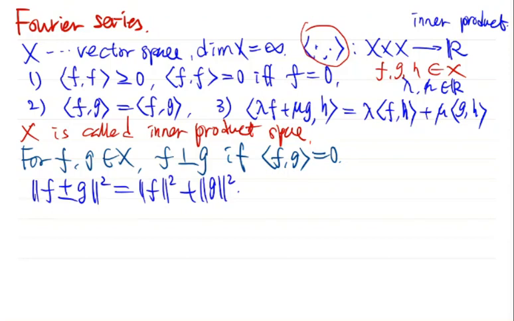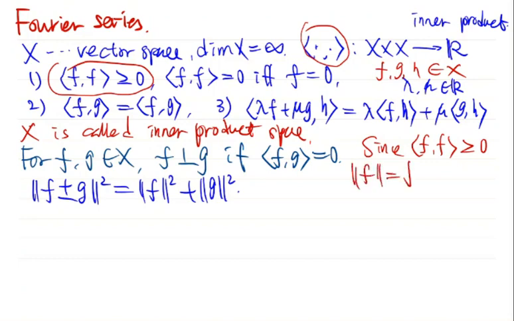The proof is quite easy. Firstly, we have not yet defined the norm. Because the inner product of f with itself is non-negative, we can define the norm of f to be the square root of this non-negative number. This is the norm. Similar to the case in Euclidean space, you can consider the norm as the length of the vector. If you put the starting point of the vector at the origin, the norm is the distance from the endpoint to the origin.